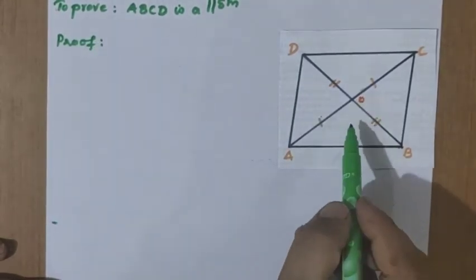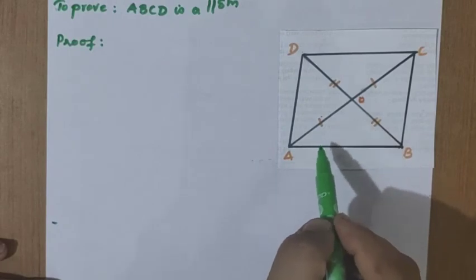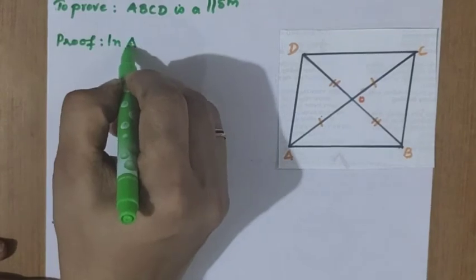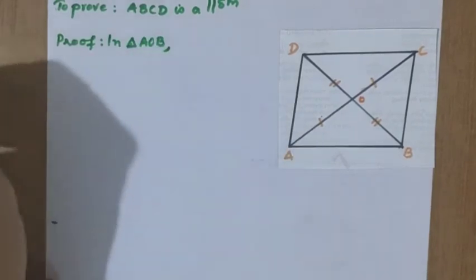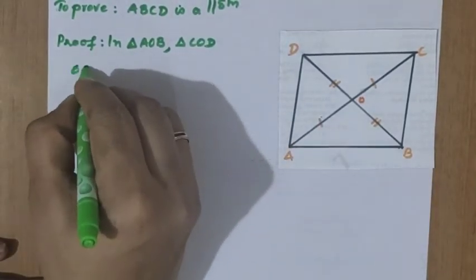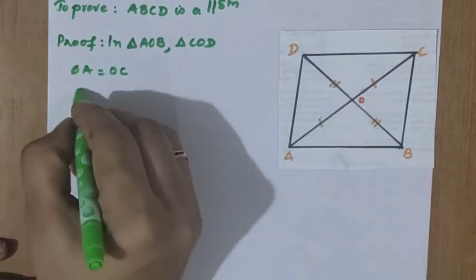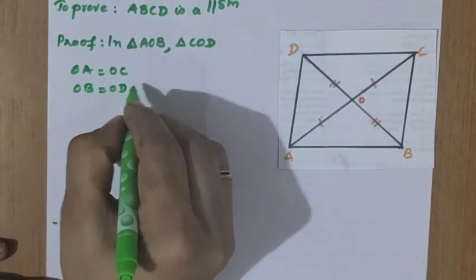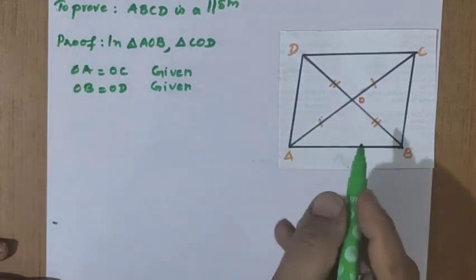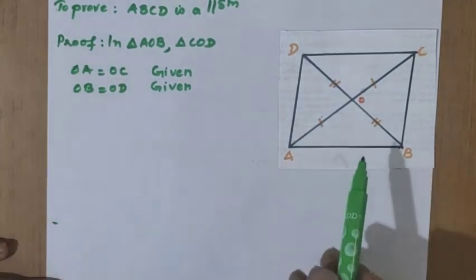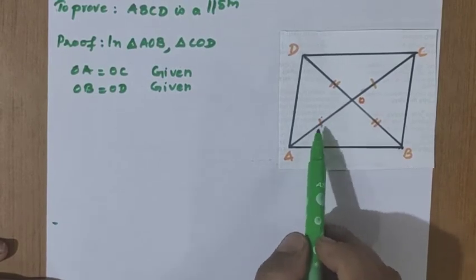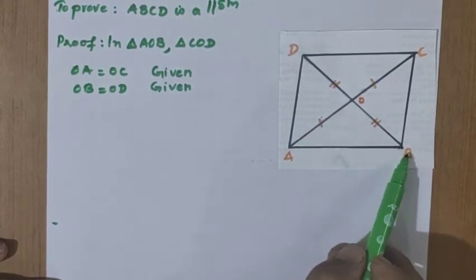Already the diagonals bisect each other, so we are taking the opposite triangles, triangle AOB and triangle COD. OA equals OC, OB equals OD. It's already given in the question: diagonals bisect each other. Now we have these two sides only, because we should check one triangle. The first side we have taken as OA, the second equal side as OB.